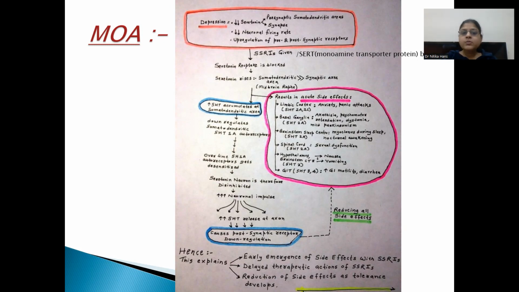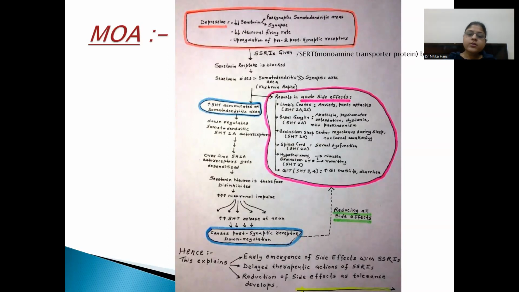Now, serotonin accumulation in the somatodendritic area will increase. That will lead to downregulation of the somatodendritic 5-HT1A autoreceptors. So over time, the 5-HT1A autoreceptors get desensitized. So the serotonin neuron is therefore disinhibited. The 5-HT1A receptors are responsible for inhibition of release of the serotonin. So when they are desensitized, there will be increased serotonin release at the axon, which causes postsynaptic receptor downregulation.